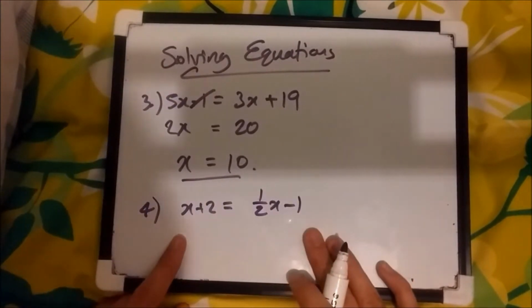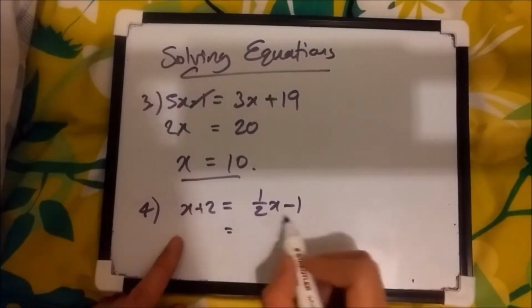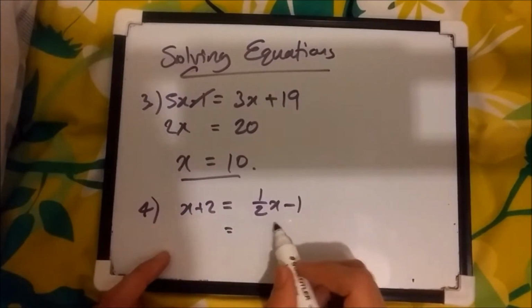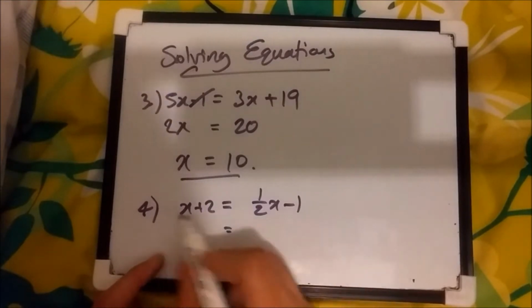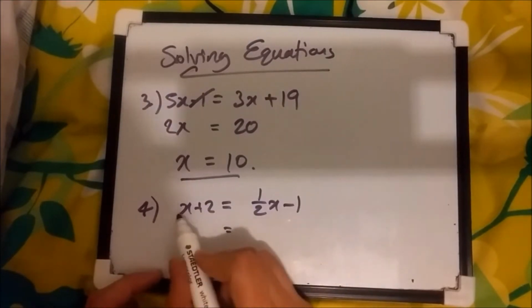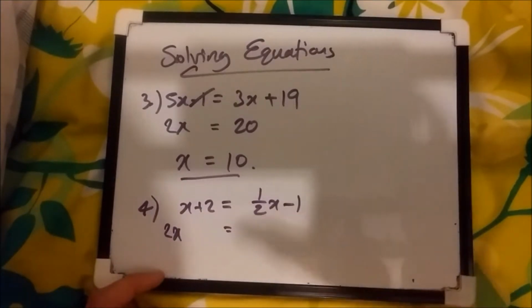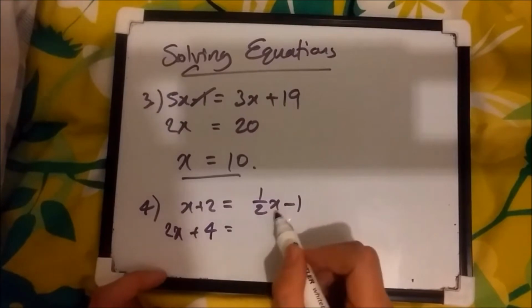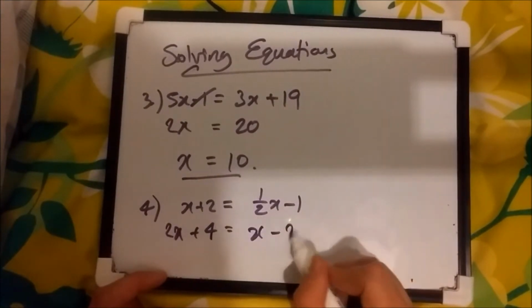The idea with fractions, whenever you have a fraction equation, is to always multiply by whatever the denominator is across everything to get rid of the fraction. So because it's a 1 over 2, multiply the whole lot by 2. On this side, we're going to get x times 2 is 2x. Next one, 2 times 2 is 4. Good. And then we've got 1 over 2 x, which of course would be x. And 1 times 2 is 2.